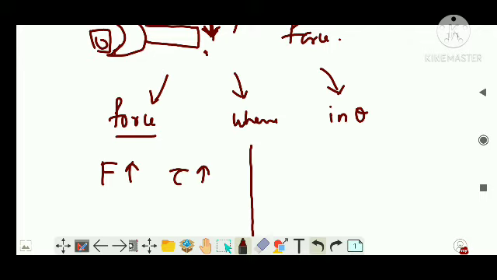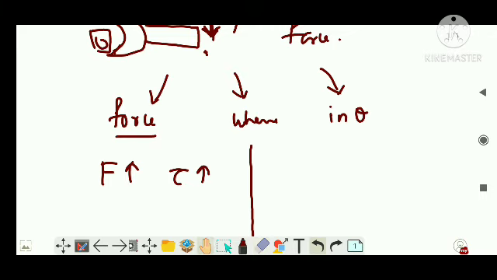Similarly, you have learned about torque in your lower class. Torque you would have learned as the application of force into the perpendicular distance from the applied point. We will come to that later on. So this much is clear: when the application of force increases, the rotatory motion or the torque increases.